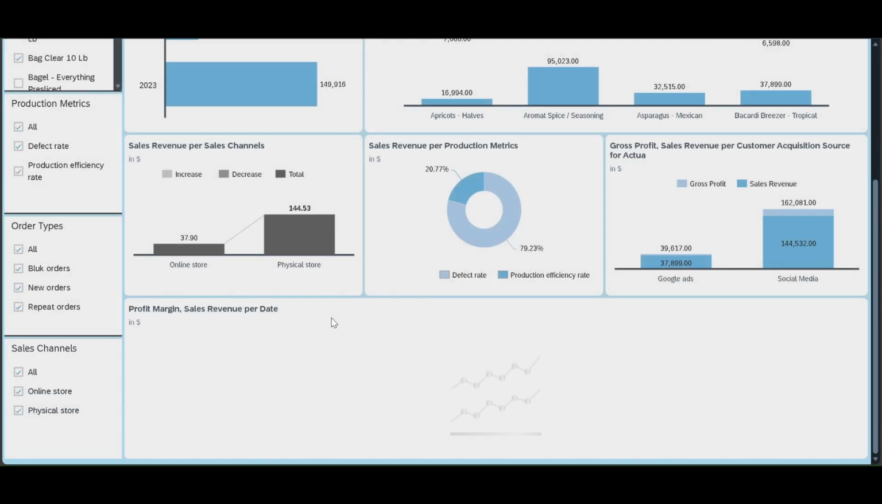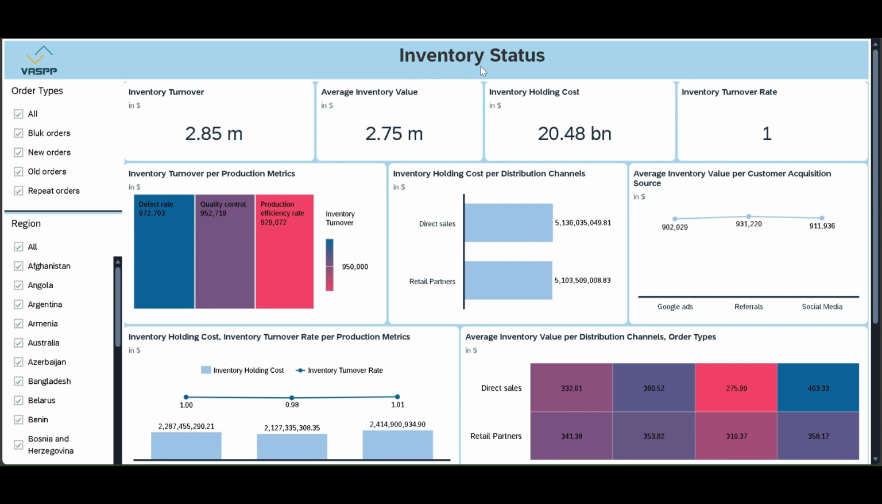Now moving on to the next page, that is inventory, which is the heartbeat of manufacturing performance. And this page gives you real-time visibility into inventory movement, cost efficiency, and operational effectiveness. From the top panel, inventory turnover, $2.85 million. Average inventory value, $2.75 million. Inventory holding cost, $20.48 billion. Inventory turnover rate, 1.0. These KPIs reveal whether your organization is lean, overstocked, or cost-heavy.